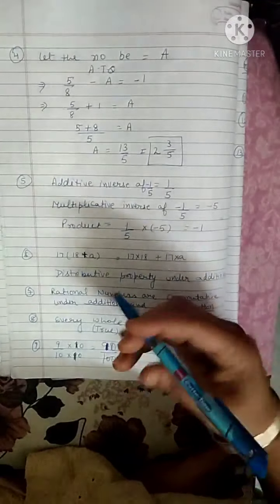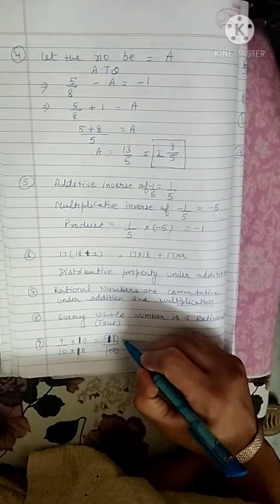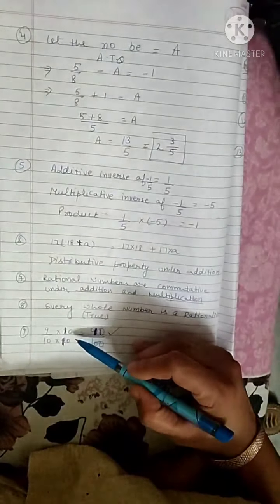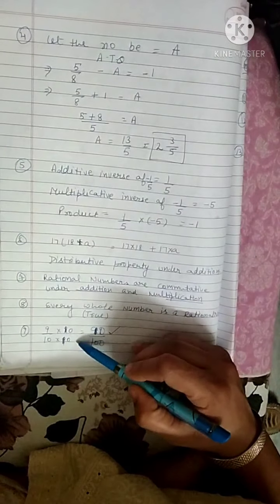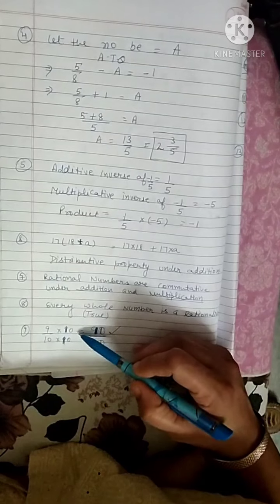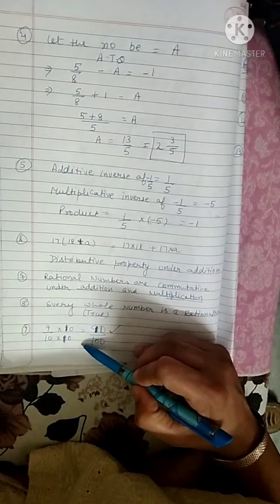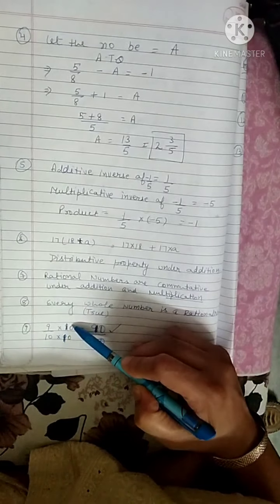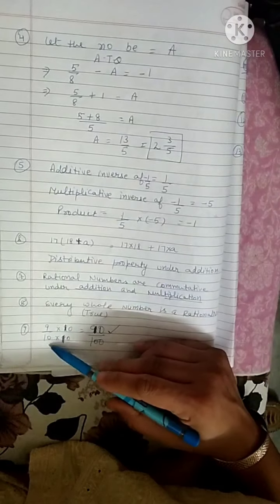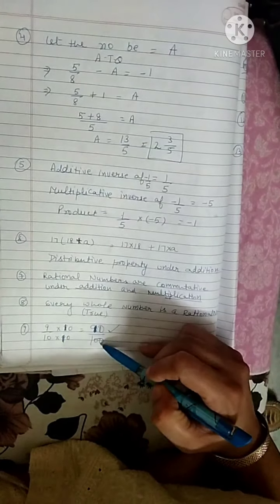Now you want to make the numerator 90. So what you will do, you will multiply and divide by 10 with the numerator and with the denominator. So 9 multiplied by 10, here comes 90. 10 multiplied by 10, it's 100.